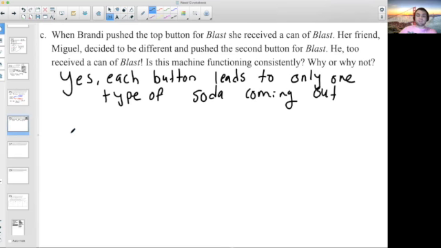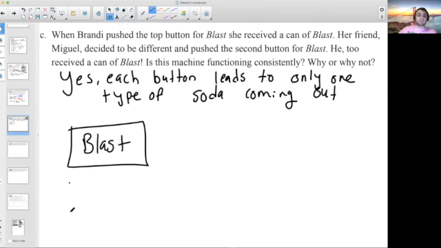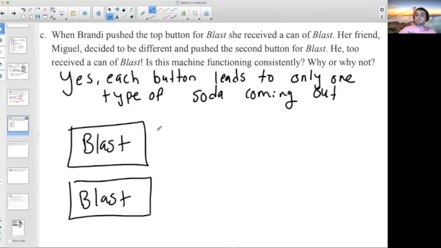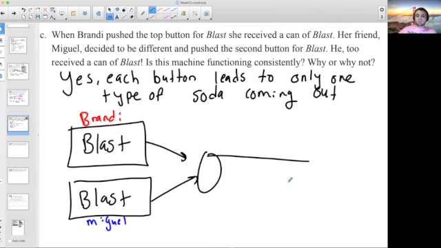All right, here's what it looks like. This is the top button for Blast. This is the next button for Blast, right? There's two different buttons. This is the one that Brandy presses. This is the one that Miguel presses. In either case, what comes out is Blast. So even though you have these two different inputs, each input has the same output.